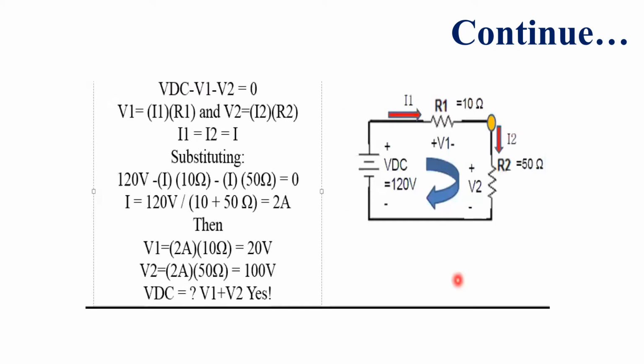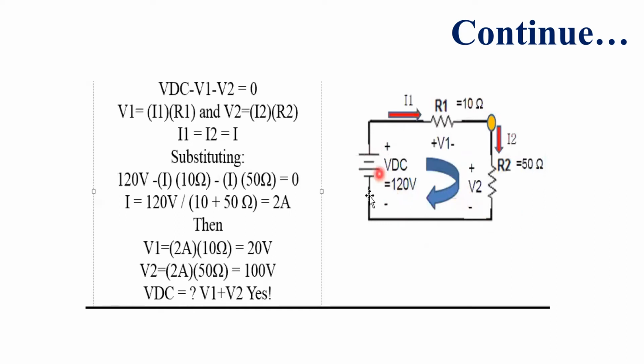Here we have the series circuit for the analysis of KVL and KCL. In a series circuit, voltage will be different across each element, but current will remain the same. So if we write the equation of KVL according to this circuit diagram, we will move from the battery towards the R2 resistance in the clockwise direction.